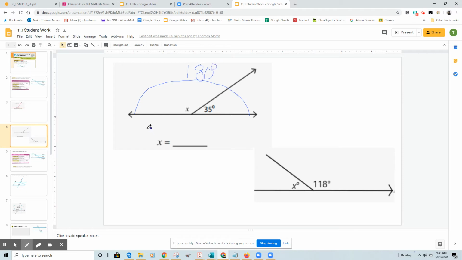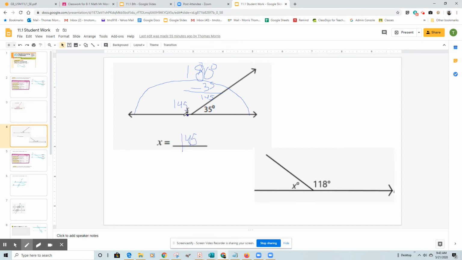Another way to think of it: if it's 180 to go from here, another 180 going around is 360. So now you need to subtract what you have to get to this angle. So x equals 180 minus 35. Make sure you borrow the right way. So this one is 145 degrees. That's how you find x.